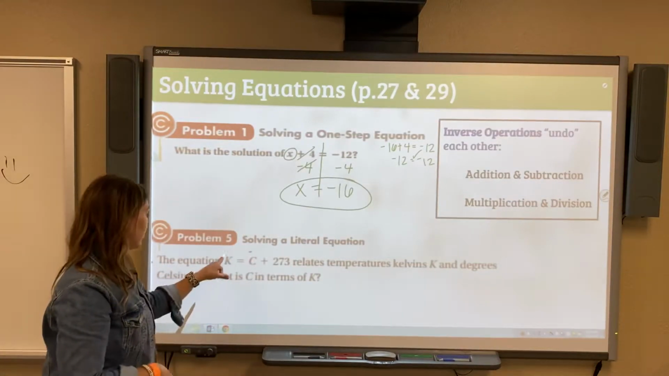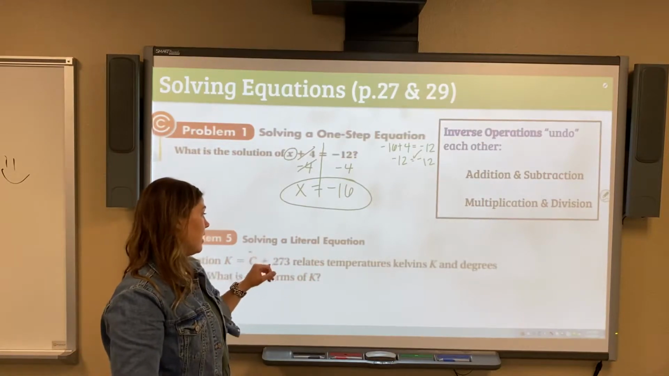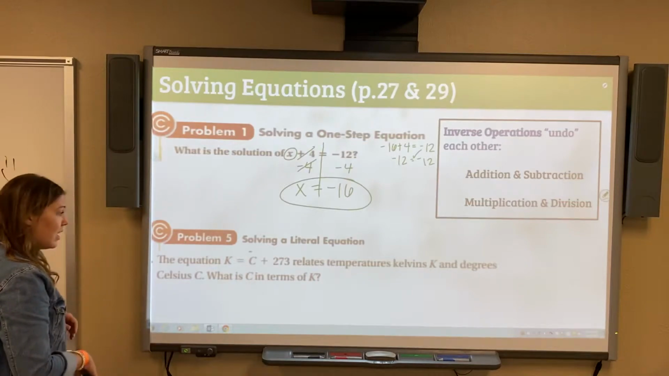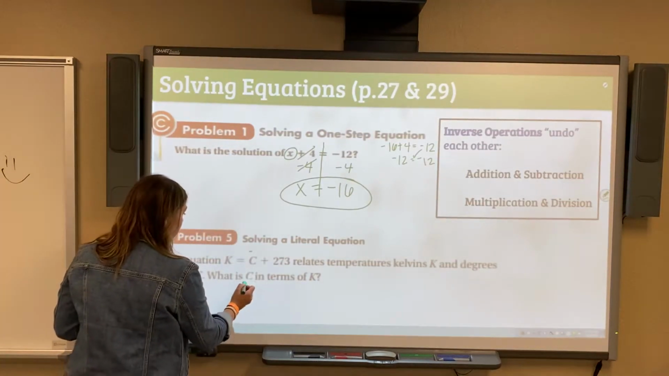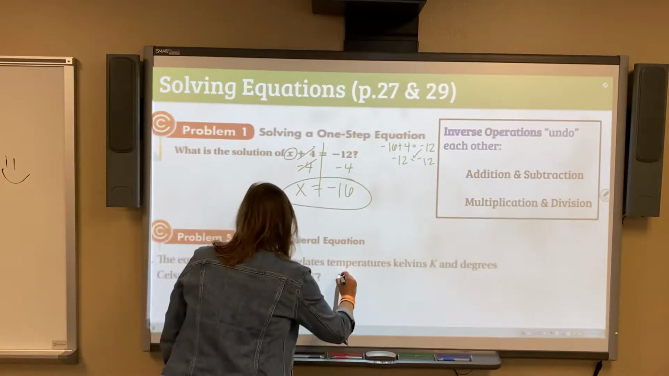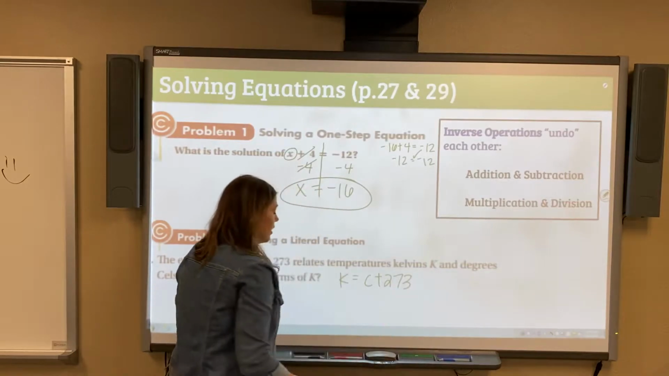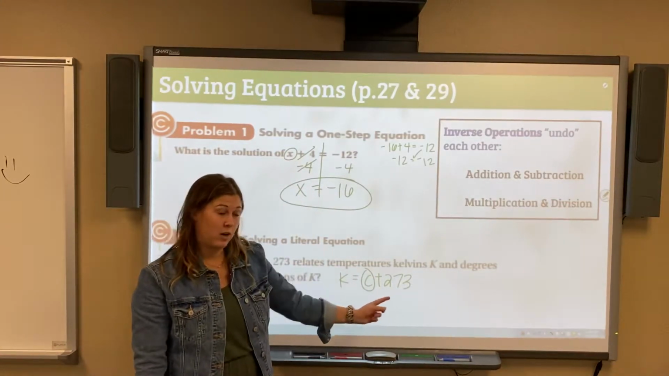So we have the equation K is equal to C plus 273. This relates to the temperatures of Kelvin, K, and degrees Celsius, C. What is C in terms of K? So we are looking for the variable C. Okay, so we have K is equal to C plus 273. We're asking what is C in terms of K. So we're going to solve for that variable C.